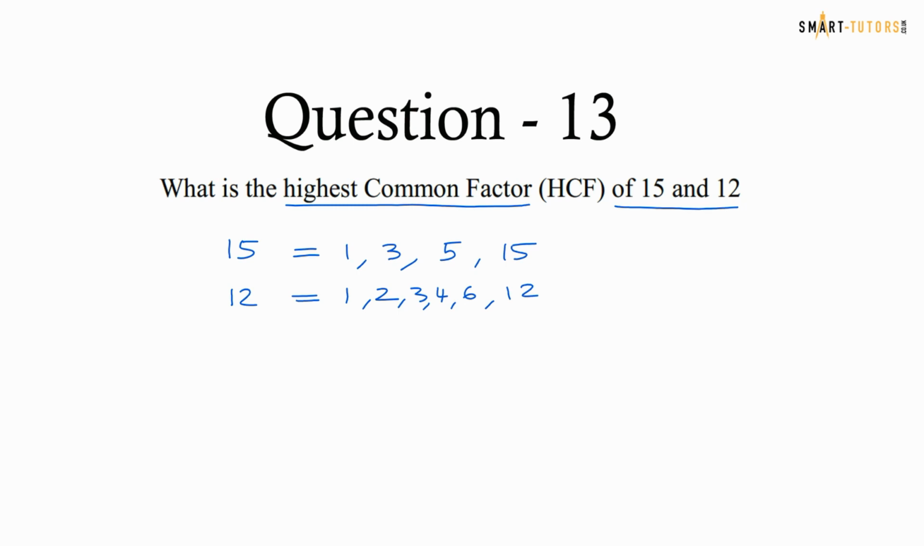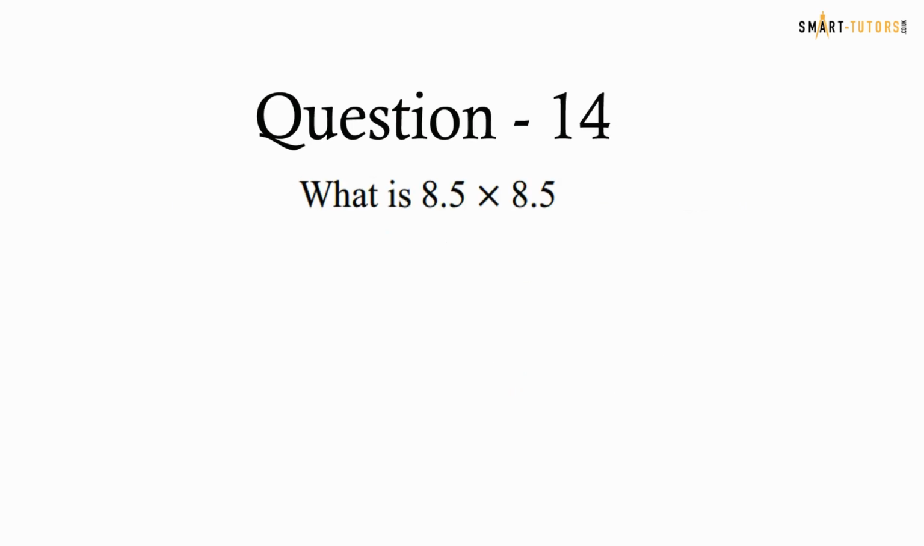So highest common factor. So the common factors, 1 is also a common factor. 3 is another common factor. And other than that there is no other common factor. So the highest common factor, 1 or 3, 3 is the highest common factor. We call it HCF. So HCF is 3. So that is the answer for question number 13.